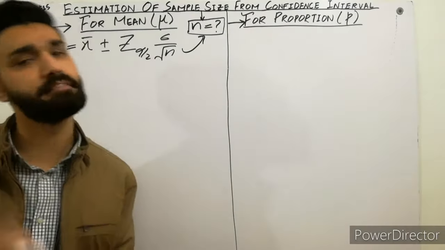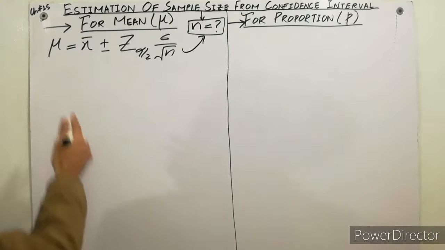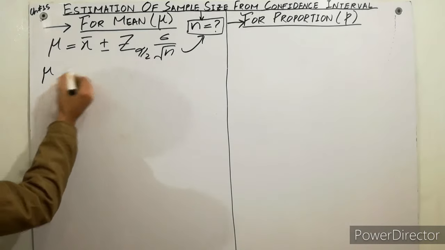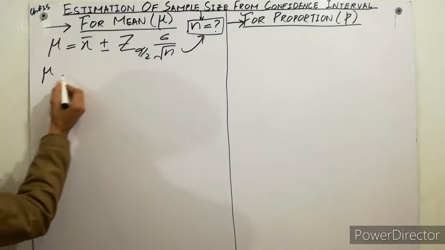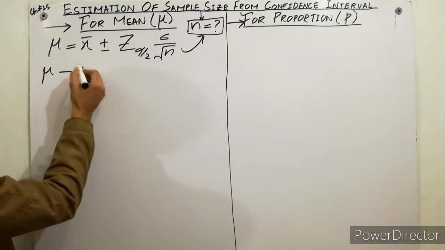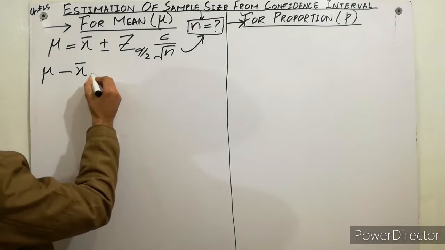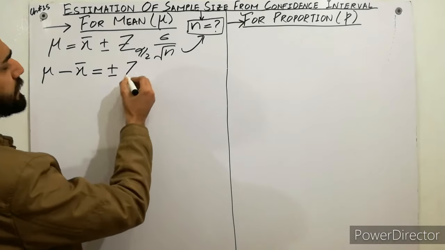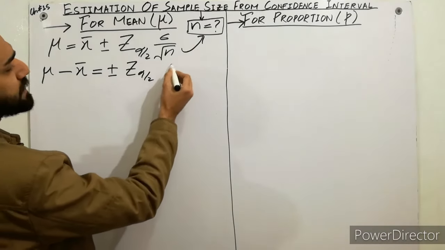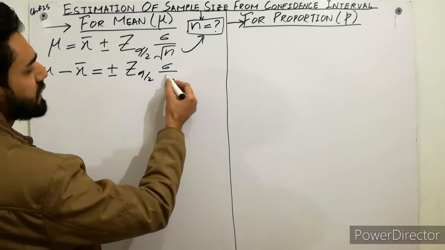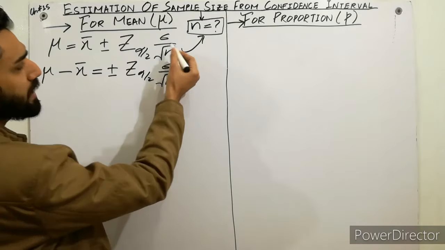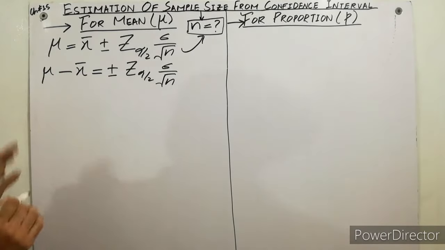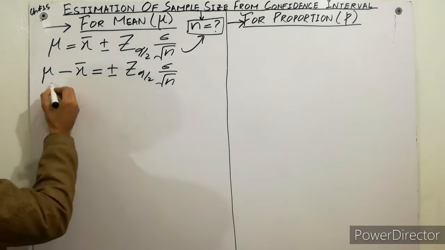How can I do that? Very simply, just follow the steps. Here are the given steps. You will write here mu, and on the left hand side it will be minus x bar, equal to plus minus z alpha by 2 sigma divided by square root of n, and sigma is the standard deviation. That's clear. The next step is very simple: I will take the modulus on both sides.